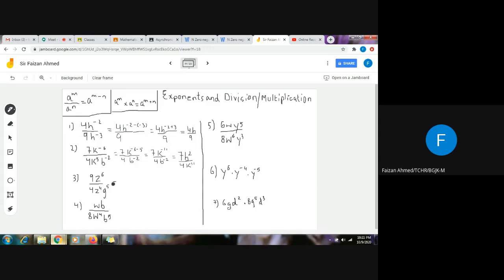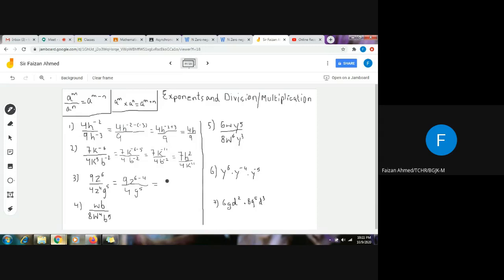So the third question is also a very similar type of question, and it is very much similar to the first two questions. 9 upon 4 will not be simplified further, so I will write 9 upon 4 as it is, and I know that there is a z^6 and z^4, so I will just subtract the powers. This will be 6 minus 4, and I know that there is a g^5 in the denominator, so there will be a g^5 in the denominator since no g is present in the numerator.